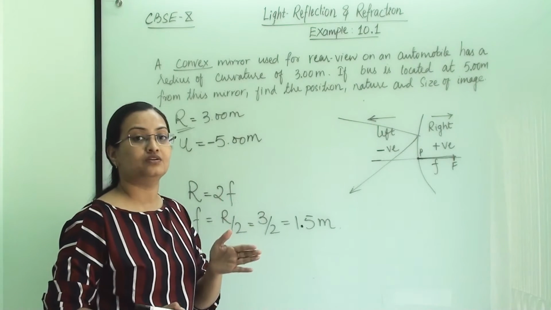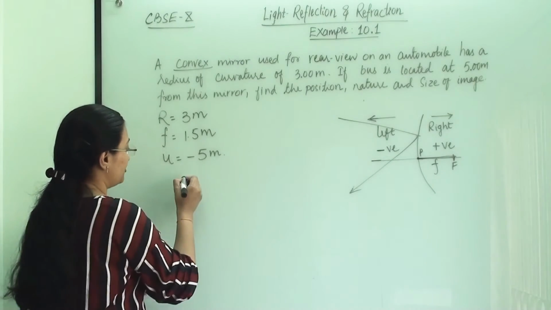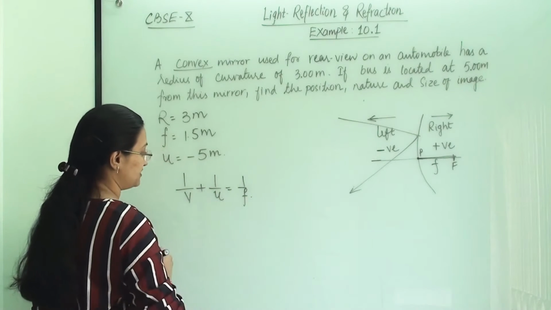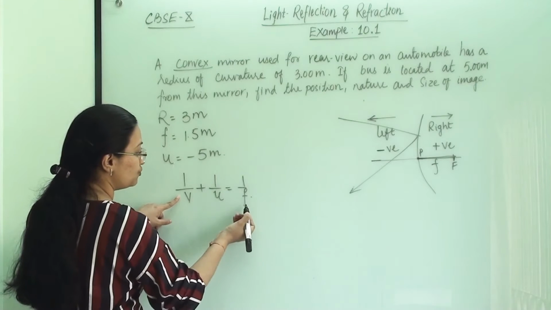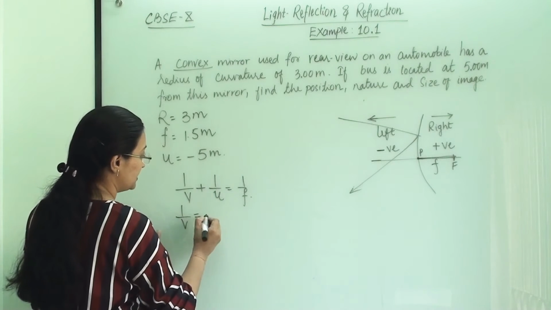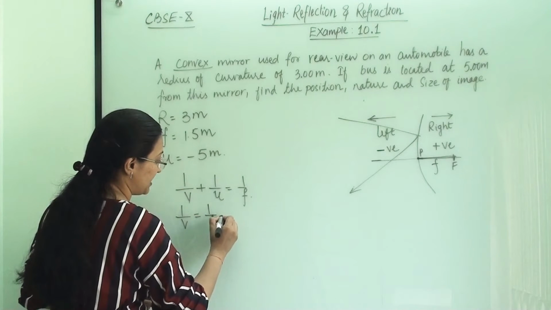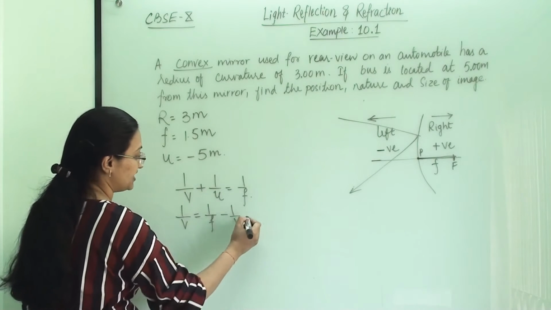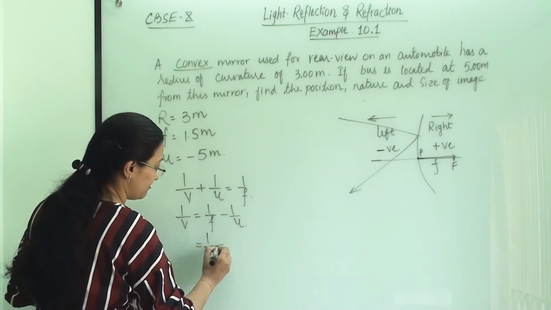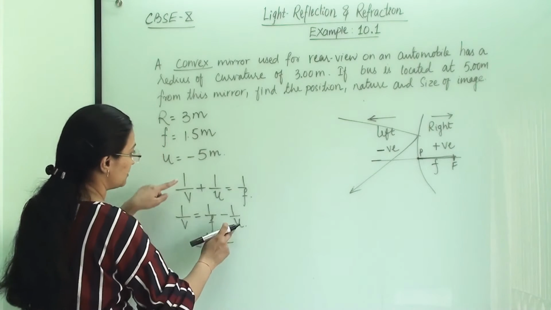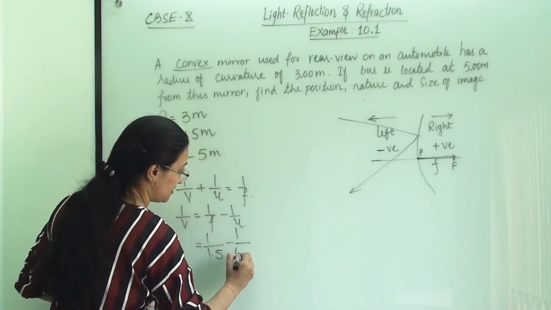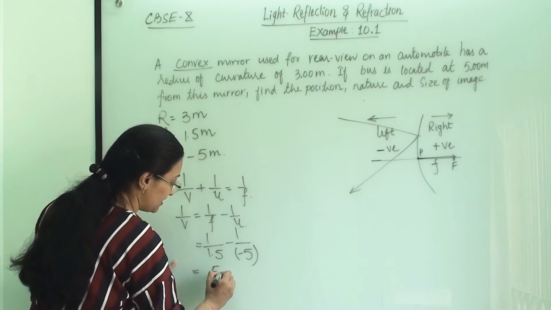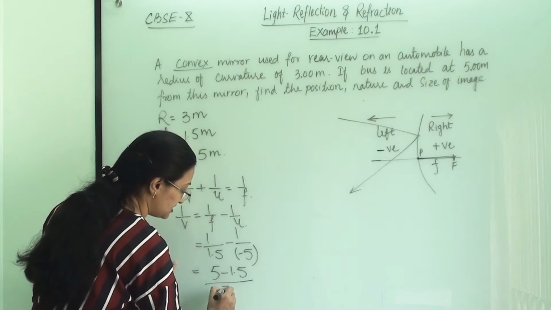From that we can find the distance of the image. Our mirror formula is 1 divided by V plus 1 divided by U equals 1 divided by F. We do not know V but we know U and F, so from that we can find the distance of the image. So 1 divided by F minus 1 divided by U will be our formula for this numerical. Let us put all the values: F is 1.5, then minus U is already minus, that is minus 5. Once we solve this, we will get 5 minus 1.5 in division with 7.5.